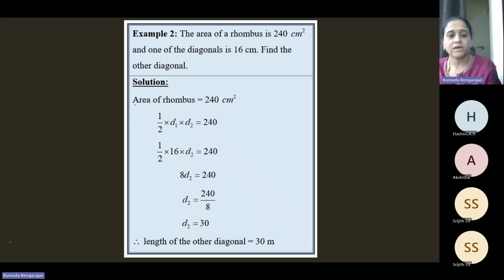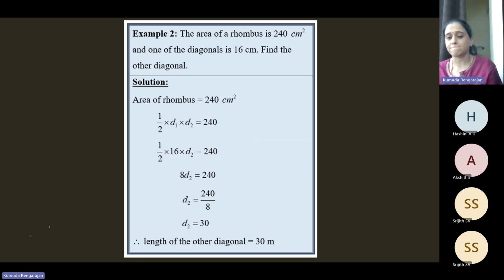So please listen. The area of the rhombus is equal to 240 centimeters square, given to you. Now under this, write the formula. Area is half d1 d2. Half into d1 into d2 is equal to 240 because area is 240. So half into one diagonal, which is 16, into d2 is equal to 240. So 8 d2 is equal to 240. So d2 is equal to 240 by 8. On cancelling, you get d2 is equal to 30. So the length of the other diagonal is 30 centimeters.